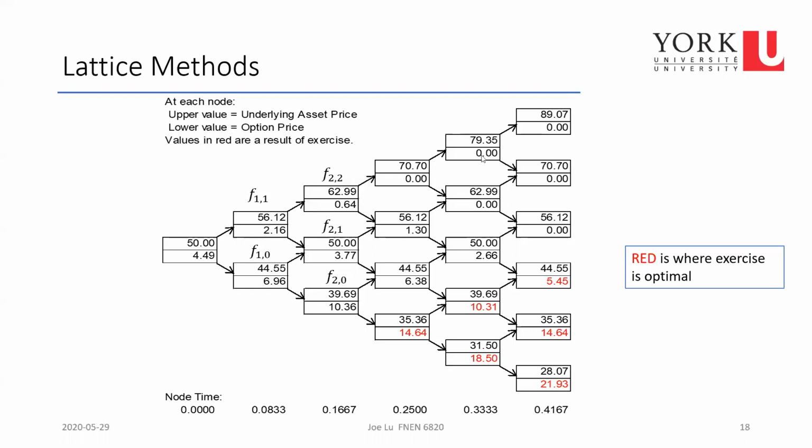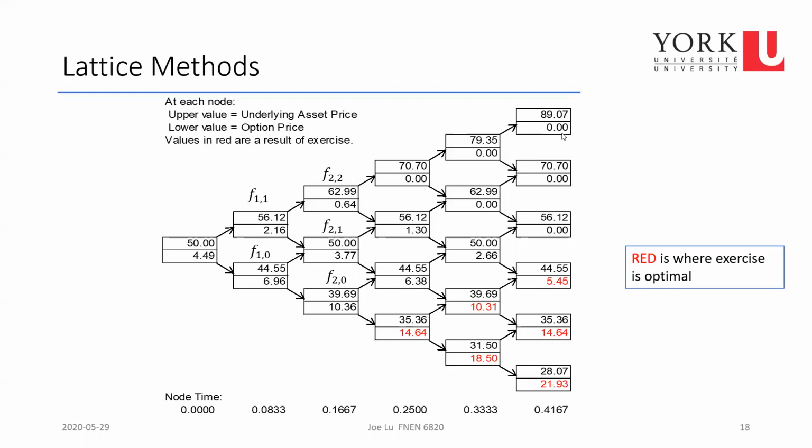Well, you will not exercise because, I mean, you wouldn't exercise if the stock price is higher than this strike. And you can see for this one here, your exercise value is $5.45. But if you wait, which will take the expected value of this number and this number, you get $6.38.